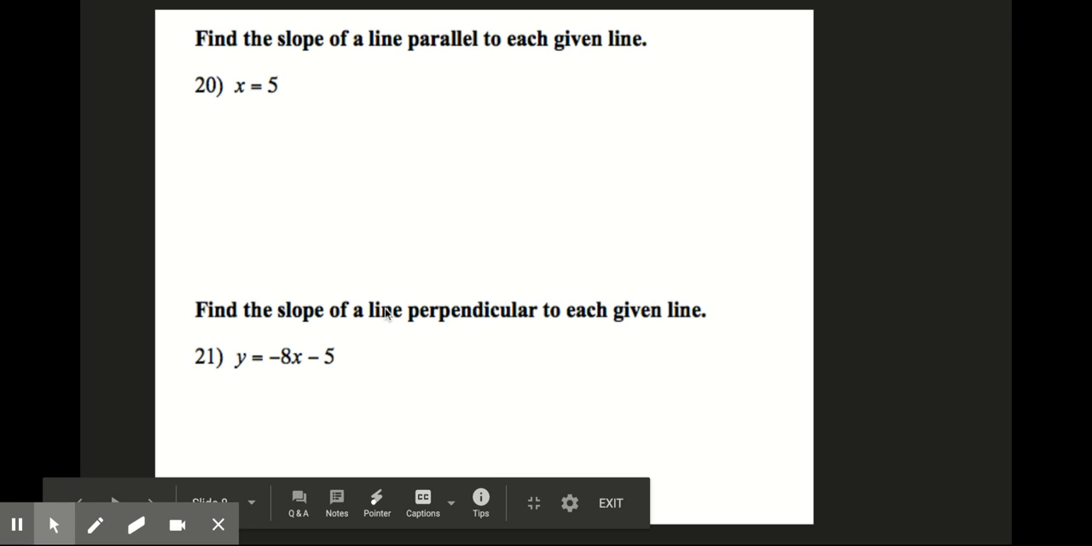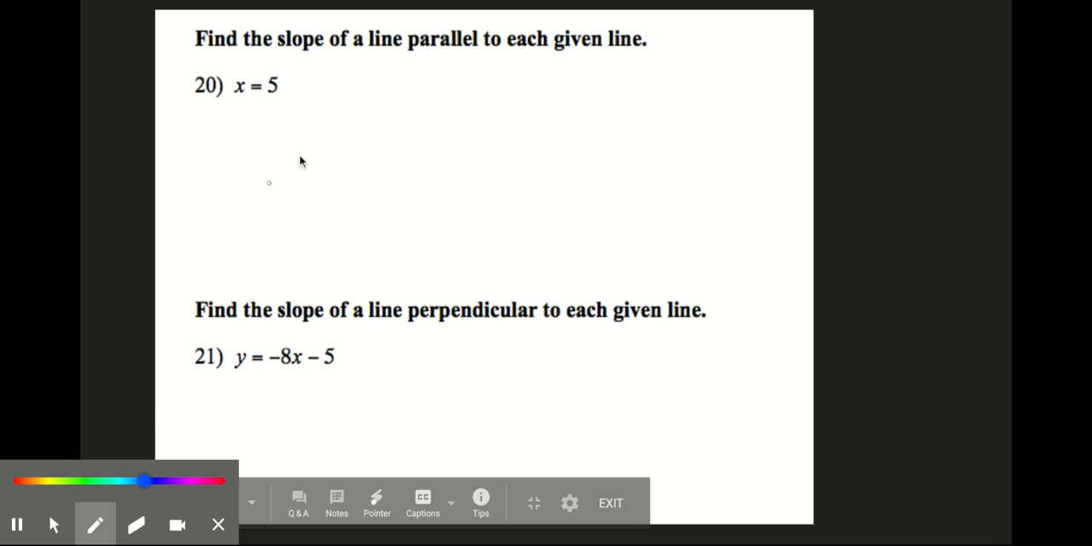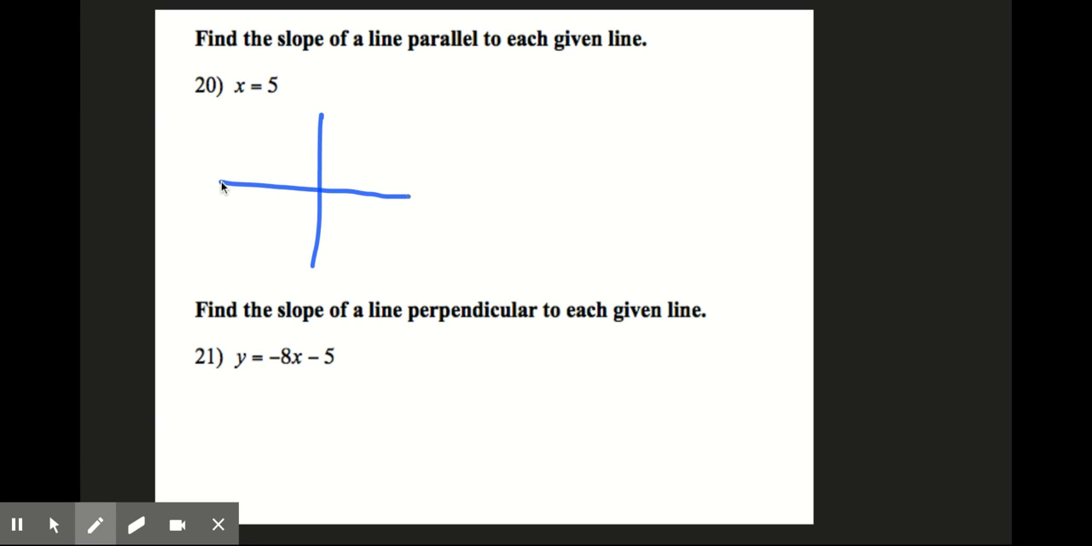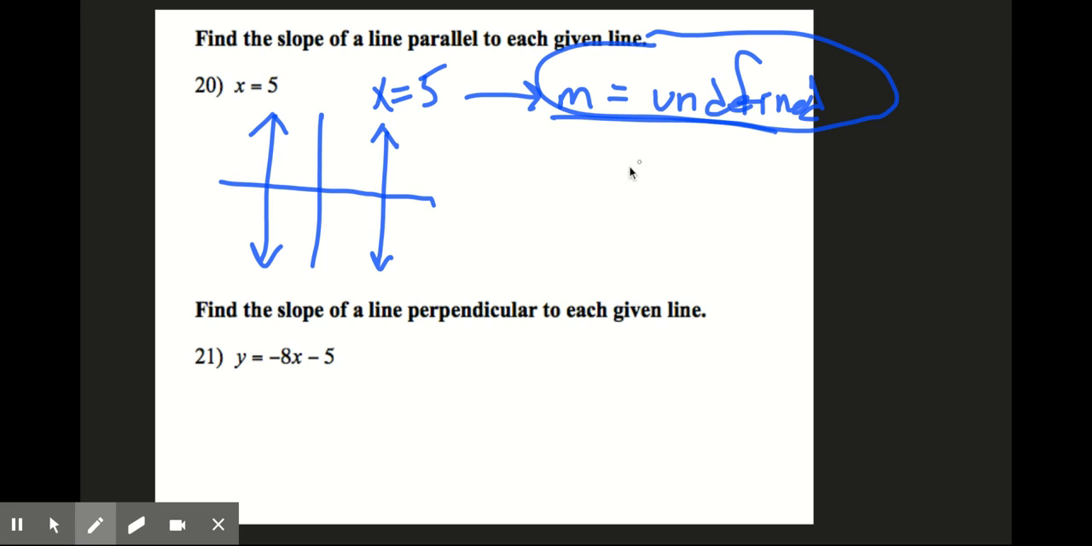Okay, let's talk about slopes a little bit more. Finding the slope of a line parallel to each given line. This is a unique case. X equals 5. That should immediately be making me think, oh, that's a vertical line. Because the only thing that's consistent is the x value. What does that say about its slope? It's what we call undefined. It's one of those special cases. If that slope is undefined, then guess what? Any other line that's parallel to it will also have an undefinable slope.